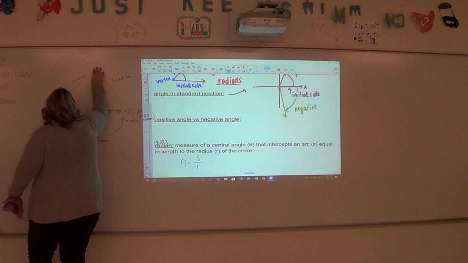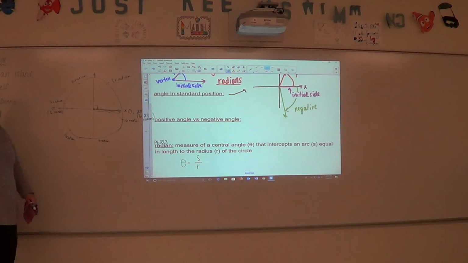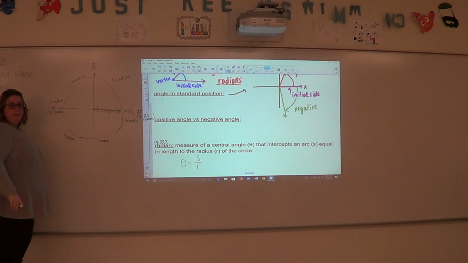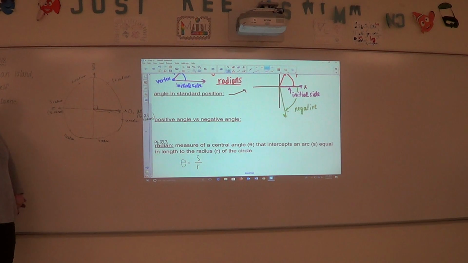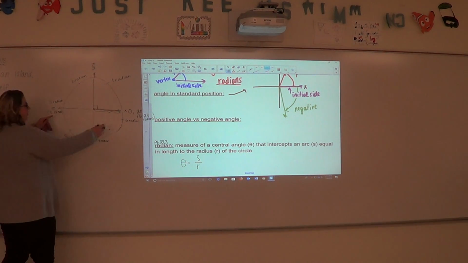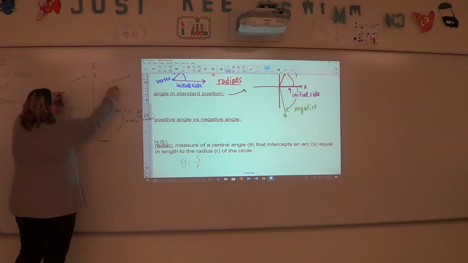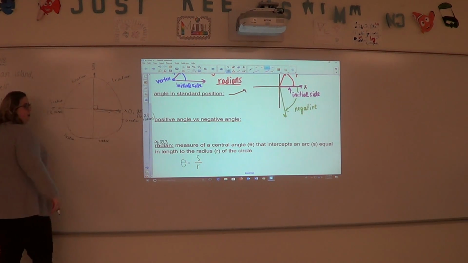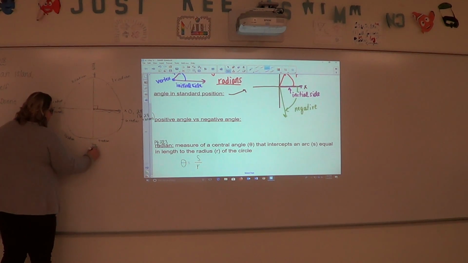Any guesses on what my radian is up here? It has pi in it. Pi over 2. How'd you get pi over 2? It's half of pi, right? Because if this is 0 to 1 pi, you're cutting it in half, so it's half pi. What about down here? What's halfway between 1 pi and 2 pi? 1.5. What's that as an improper fraction? So 3 pi over 2.